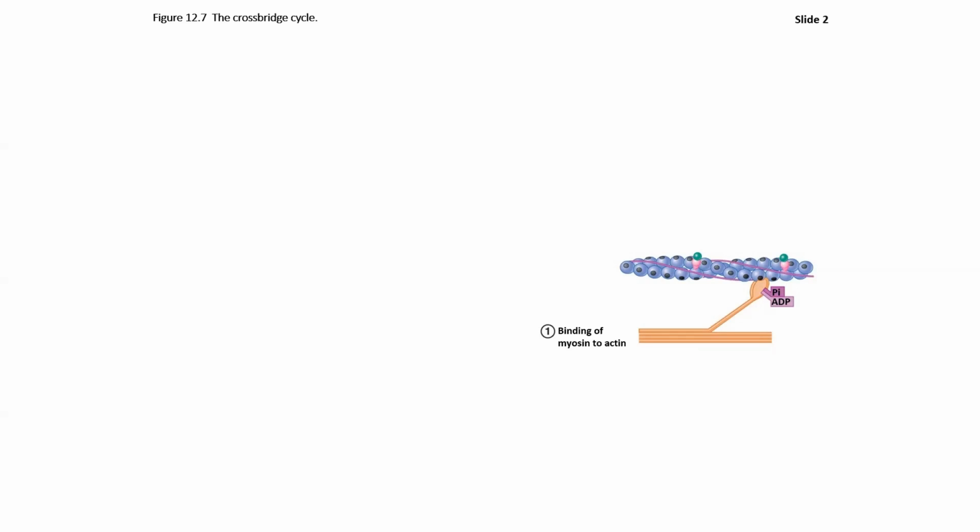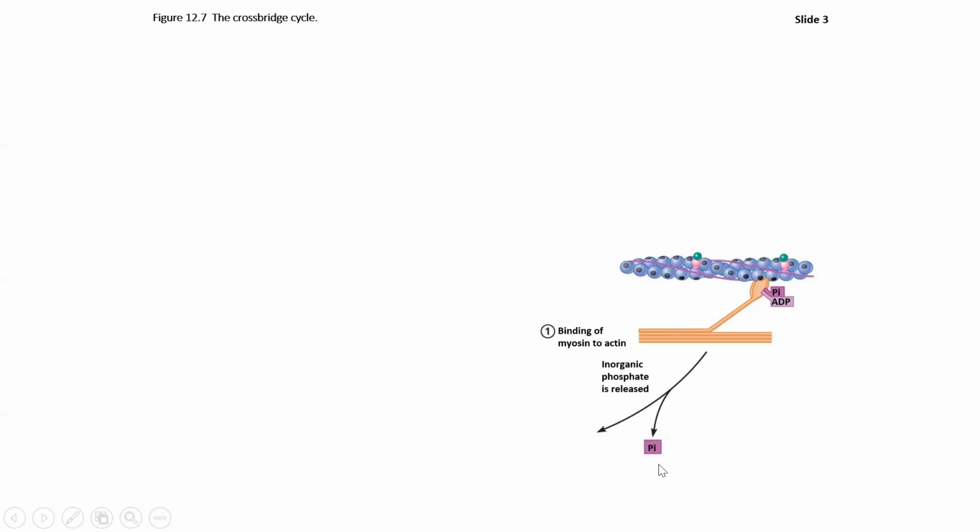Okay. So we start off with myosin in its high energy state. Remember we said when it has ADP and that inorganic phosphate bound to it, it's in a state where it's really attracted to actin. And so as we can see here, it's made contact with actin because it's in that high energy form.